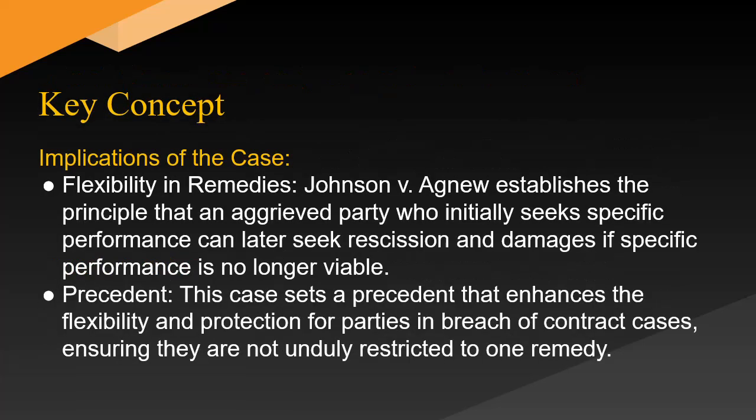Key concept, implication of the case: flexibility in remedies. Johnson v. Agnew establishes the principle that an aggrieved party who initially seeks specific performance can later seek rescission and damages if specific performance is no longer viable. Precedent. This case sets a precedent that enhances the flexibility and protection for parties in breach of contract cases, ensuring they are not unduly restricted to one remedy.